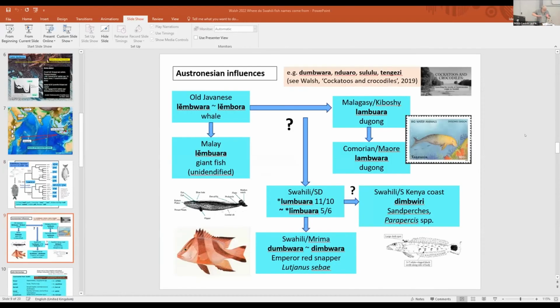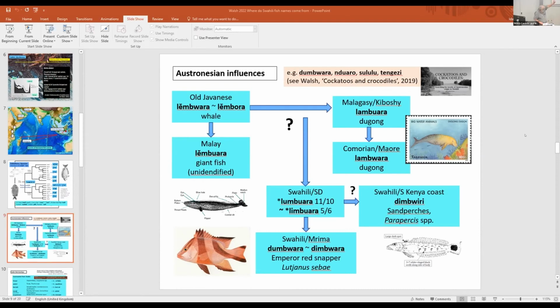And there are also relatively few names for which an Austronesian, and specifically Malagasy, source can be proposed. Very few. I've looked, but I can only find a small number, such as those at the top, and some of those are only possibles.